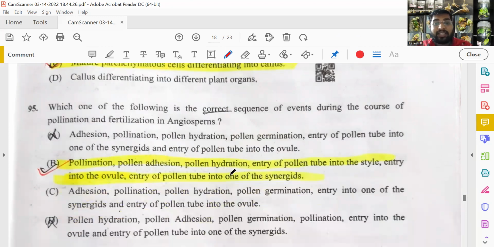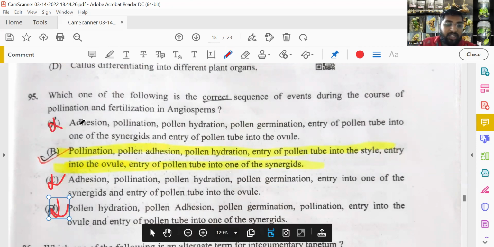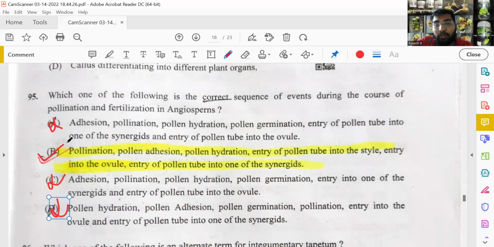Which one of the following is the correct sequence of events during the course of pollination? This is also a 12th standard level question. You have to know that pollination is the release of pollen grains, and that is the first thing that will occur. So you can see that nothing else has pollination in the first stage. You can eliminate all the other options and choose option B as the right answer. Pollination, then the released pollen grains, carried by insects or wind or water or snails or birds or humans or animals or bees, will be transferred onto the stigma and stick to it. That is called pollen adhesion.